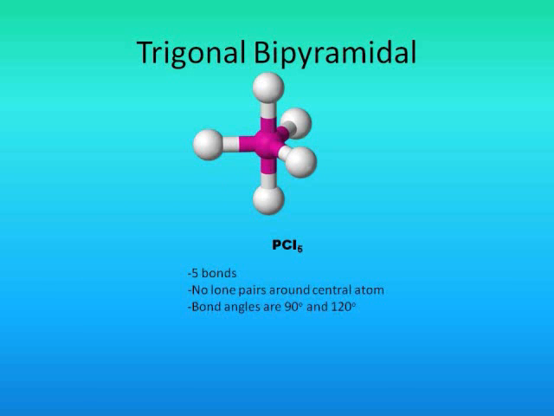Following this is trigonal bipyramidal. Phosphorus pentachloride is a molecule that shows this molecular geometry. It has 5 single bonds between the phosphorus and the chlorides. Molecules with a trigonal bipyramidal shape have 2 different bond angles. They are 120 degrees and 90 degrees.